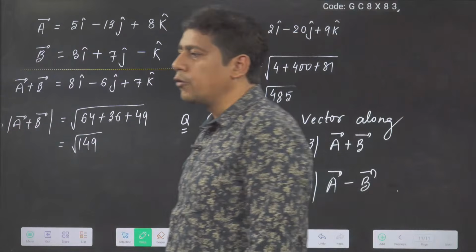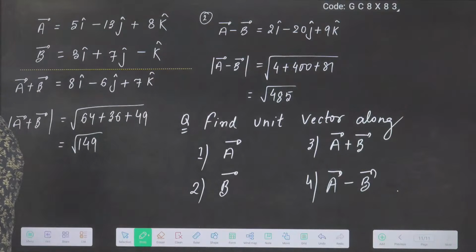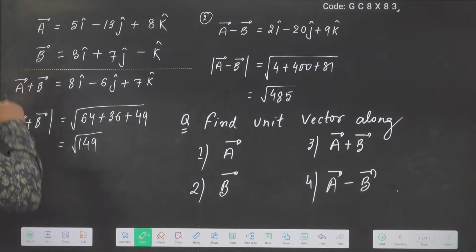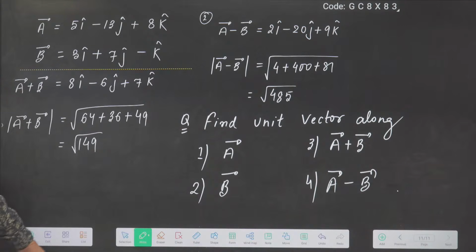This was the main thing I wanted to ask you, but if I would have asked you directly, a lot of you would have faced problems. That's why I have broken it down, piece by piece. Okay? Now it is solved. 4 questions I have asked you. Find unit vector along A vector, along B vector, along A vector plus B vector, along A vector minus B vector. Come on, go for it. Everything is there only.